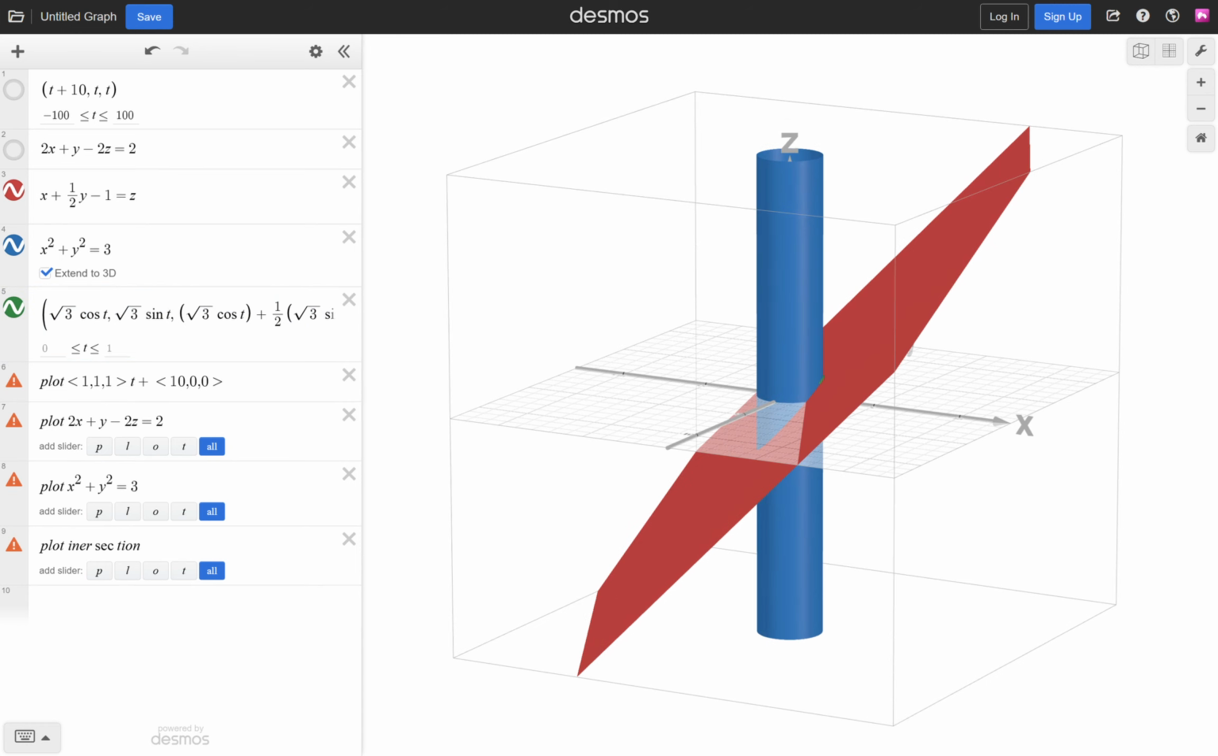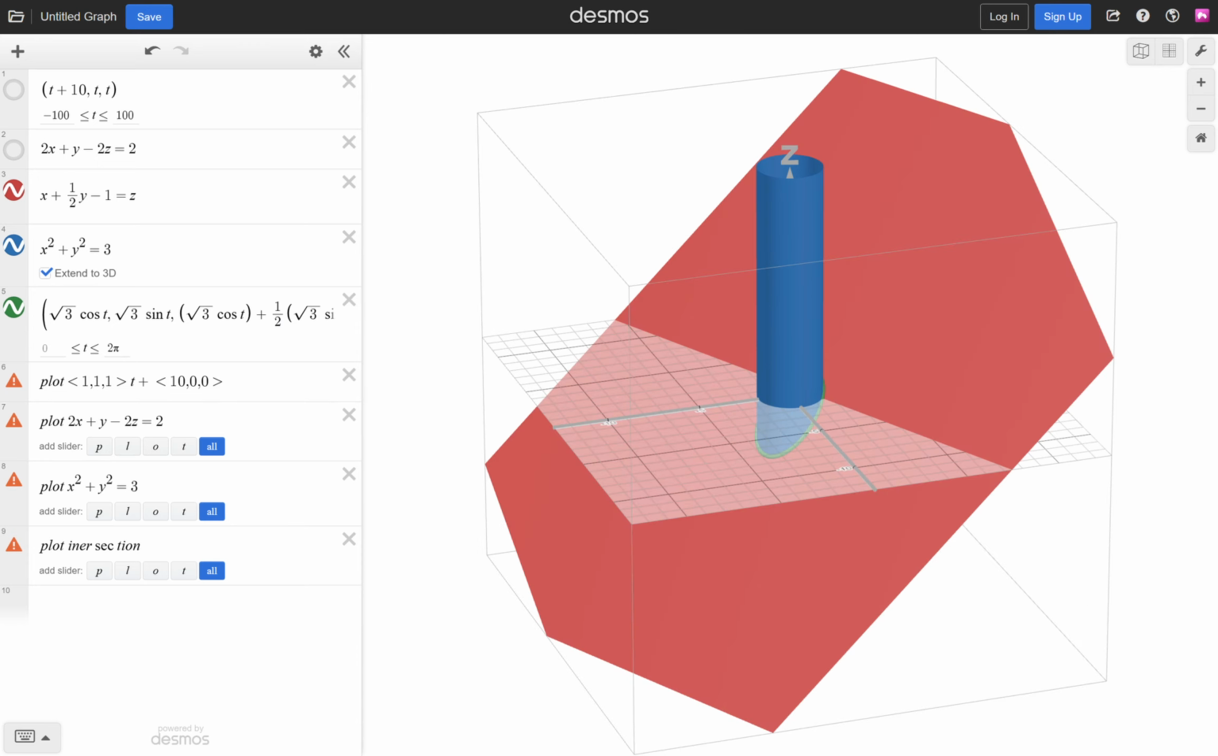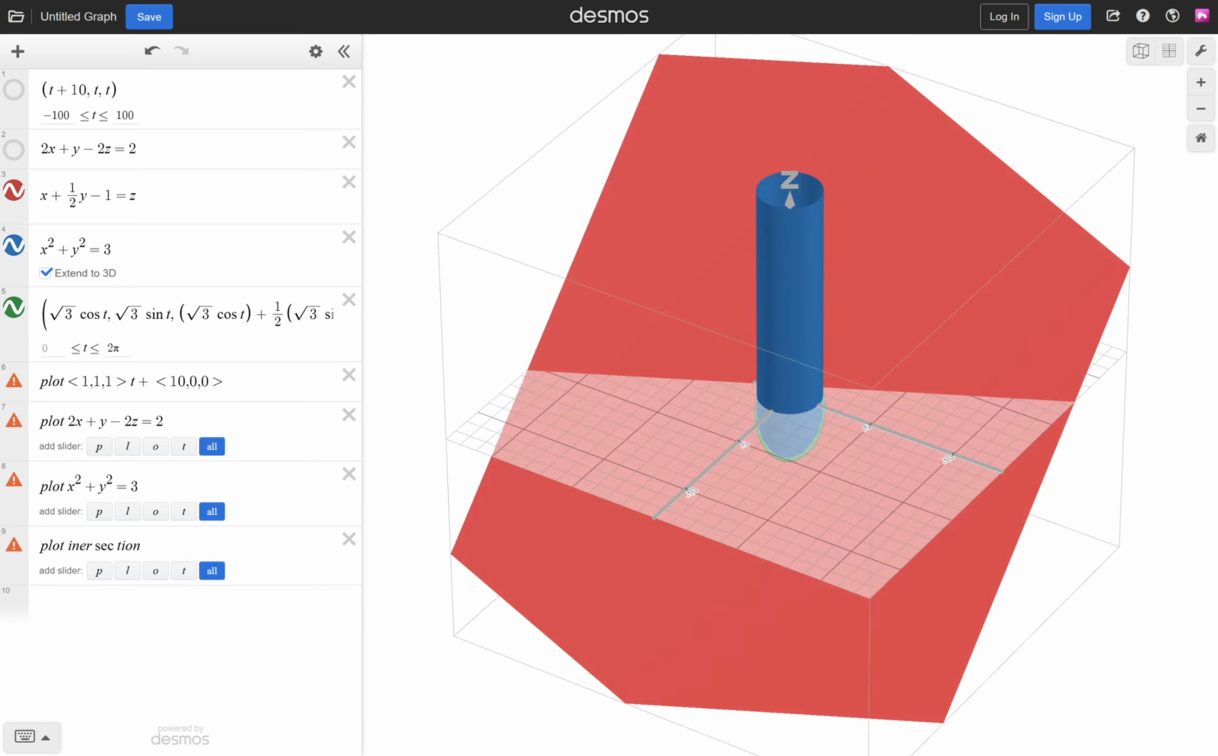Notice it's only a fraction, so we can set our t to go from 0 to 2 pi. And this will fill out our cosine and sine and all our trig to create a full loop all the way around. We could do even higher parameters for this, but 0 to 2 pi is all we need to create one full loop. And this gives us the intersection between the cylinder and the plane.